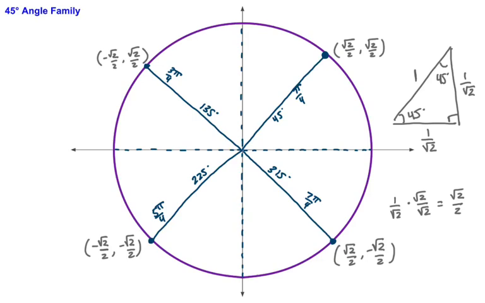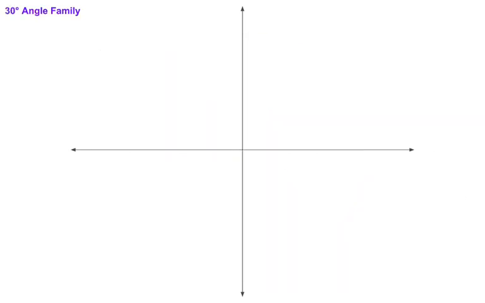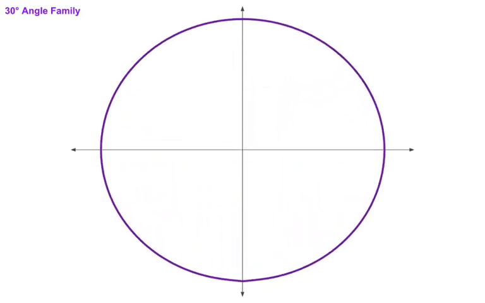Last angle, here we go. The 30-degree angle family. Last one we're going to mark on our unit circle. Let me draw a circle here. Okay, so we've got a circle with a radius of 1, and we're marking the 30-degree angle family now. So I'm going to do that in purple, and then I'll map all of these onto the one unit circle. 30-degree angles, let's mark those. So 30 degrees is going to be right here in the first quadrant. 30 degrees is pi over 6.